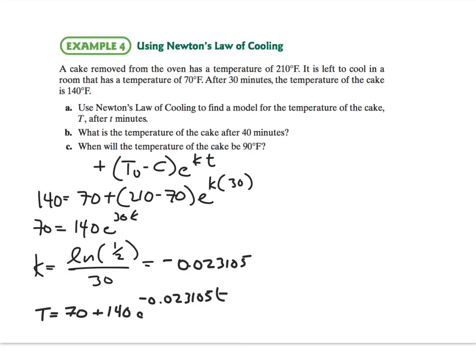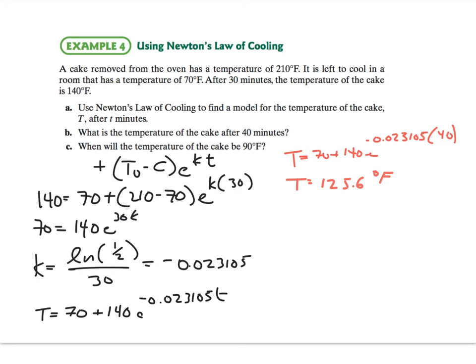So now they want to know, what is the temperature of the cake after 40 minutes? Well, that example is quite easy. All we have to do is plug in 40 for t. So again, here we start with T is equal to 70 plus 140 e to the negative 0.023105, and put a 40 in, and that quickly calculates out to 125.6 degrees. Okay, so that's part B.